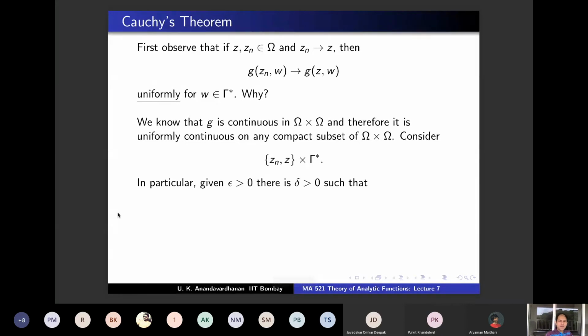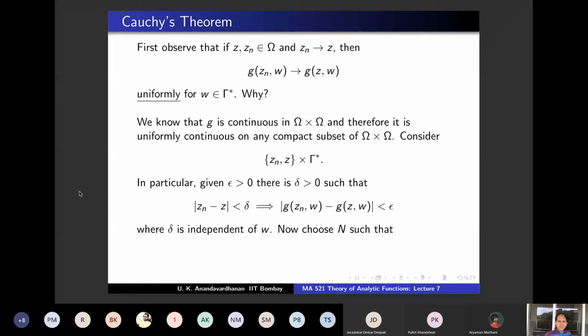In particular, given epsilon, there is a delta such that mod Zn minus Z is less than delta, right? You can take points here. So you could have taken points like something from here. So you can take one ordered pair and another ordered pair, and the difference less than delta implies this less than epsilon, and delta not depending on the points chosen. In particular, I am taking the same y coordinate, same W. Therefore, the modulus is just mod Zn minus Z. The other part is not contributing. Less than delta implies |G(Zn, W) minus G(Z, W)| less than epsilon. The point is delta is independent of W because of uniform continuity.